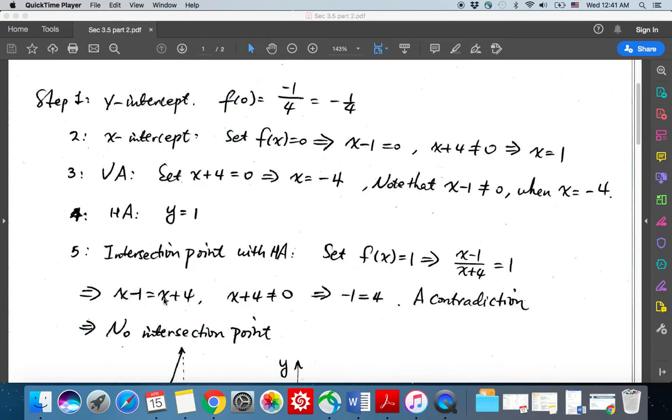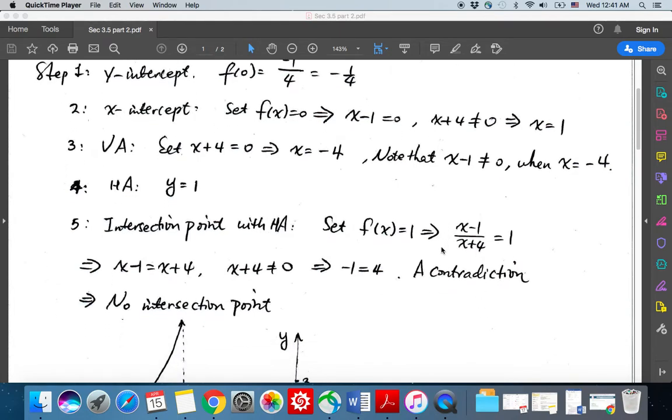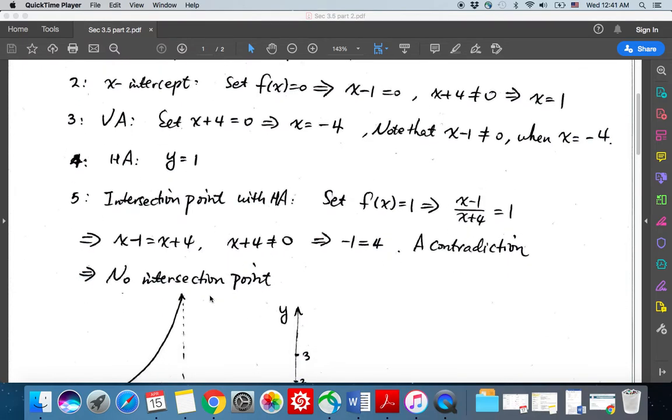And we subtract x on both sides. That's going to give us -1 equals 4, which is a contradiction. This says this rational equation has no solution. In other words, there's no intersection point with the horizontal asymptote.